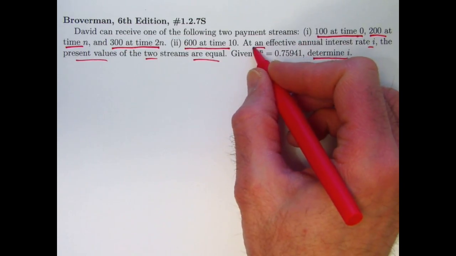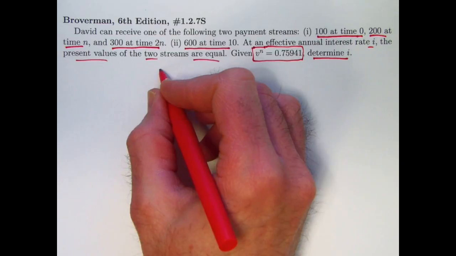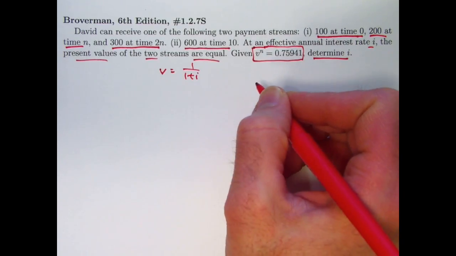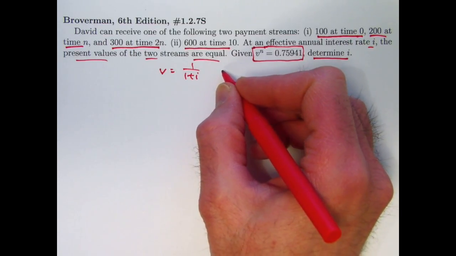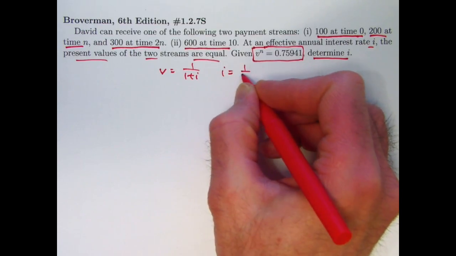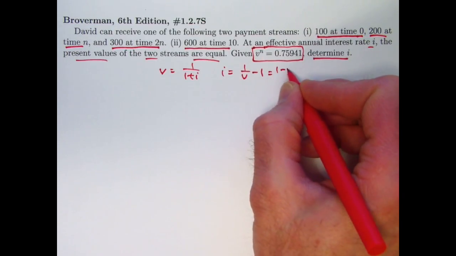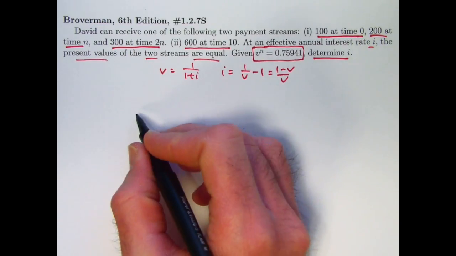We're also given the value of v to the n, where v is the present value discount factor, v is 1 over 1 plus I. By the way, you can always solve that for I in terms of v as well. Take the reciprocal of both sides and then subtract 1. I would be 1 over v minus 1, which if you like can also be written as 1 minus v over v.